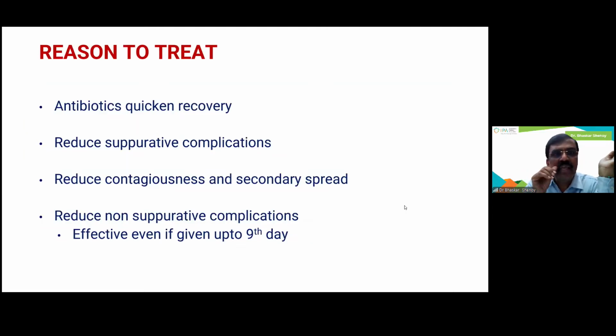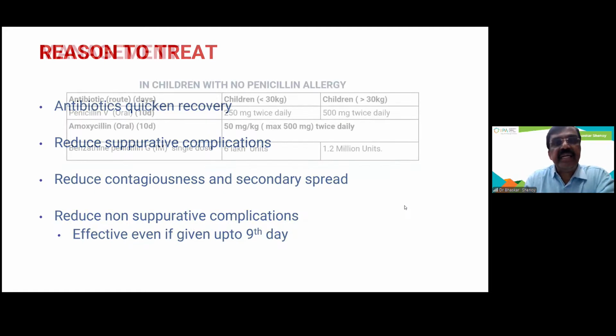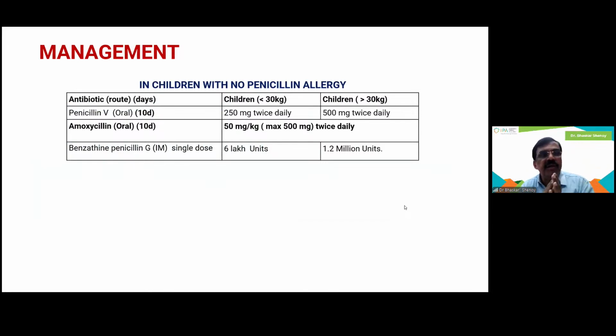Why antibiotic? Because it will prevent the complications. The suppurative complications can occur, and spread can occur, and non-suppurative complications like rheumatic fever can also be prevented, especially when it is given up to 9 days, which I told. So which antibiotic? Though textbooks say penicillin is the first choice, penicillin is not available. So amoxicillin, 50 milligram per kg twice daily for at least 10 days.